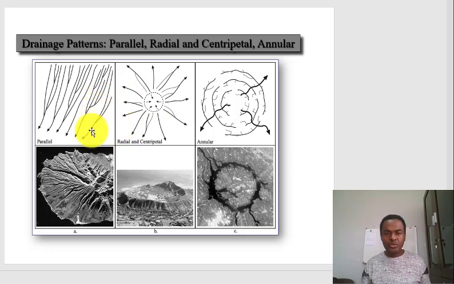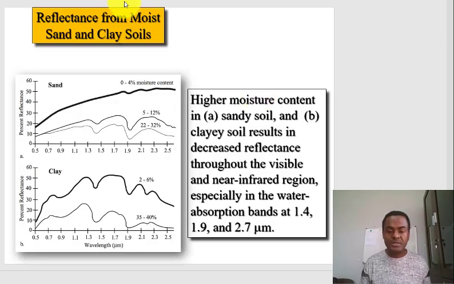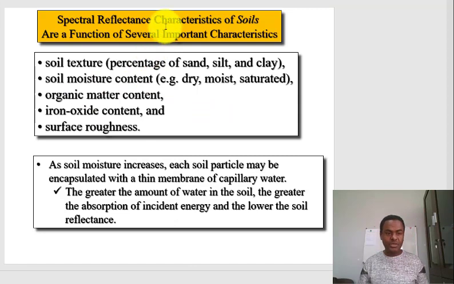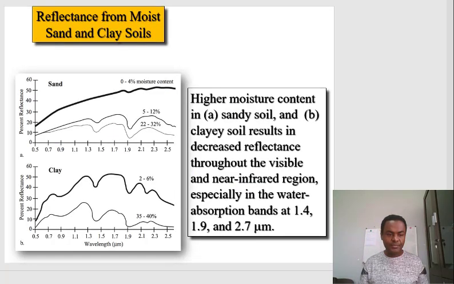We can also, the reflectance characteristics of soil can be a function of texture, moisture content, organic matter, iron oxide content, surface roughness. So all of these factors need to be considered. Okay, this is the exercise that you need to do and submit, okay, before our next class.